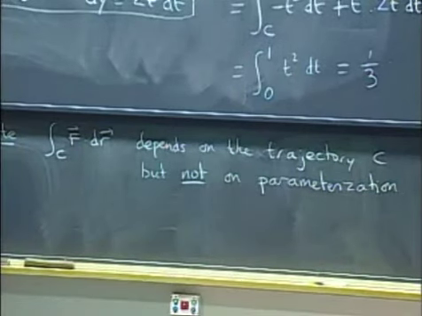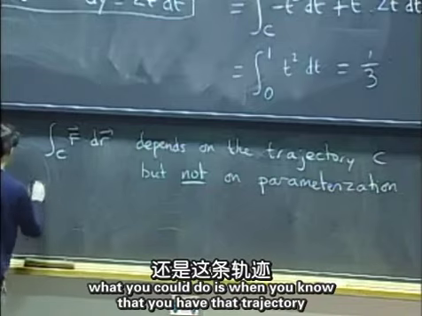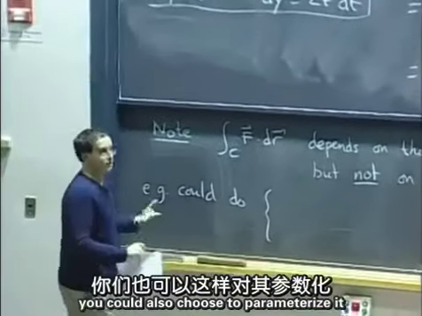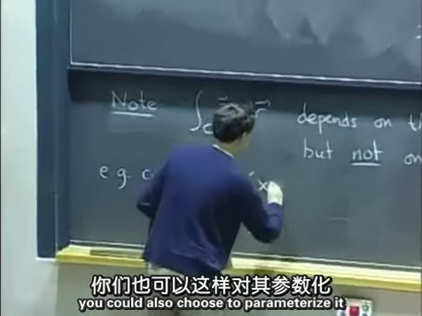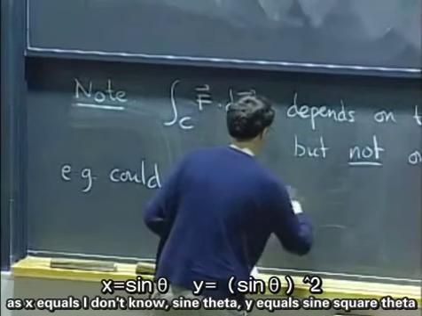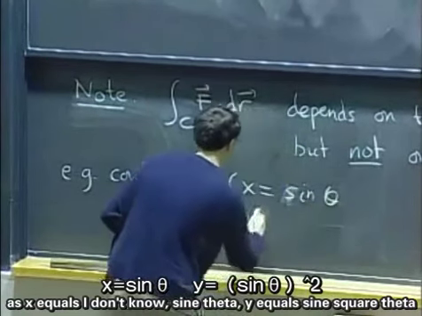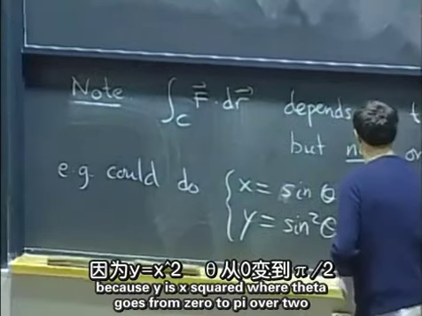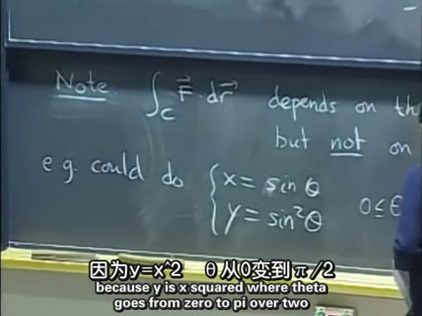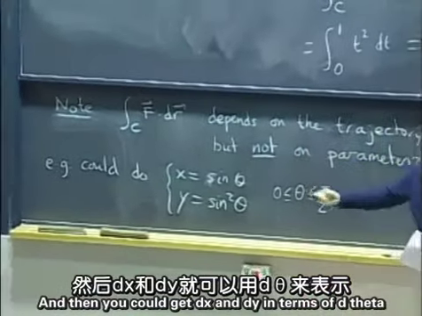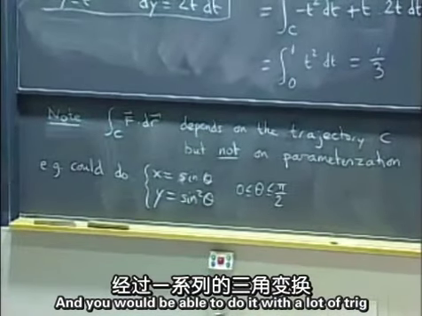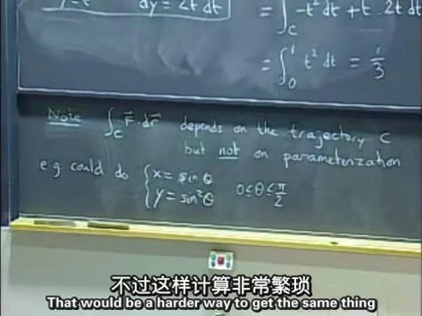So for example, what you could do is, when you know that you have that trajectory, you could also choose to parameterize it as, I don't know, x equals sine theta, and y equals sine squared theta, because y is x squared, where theta goes from 0 to pi over 2. And then you could get dx and dy in terms of d theta, and you'd be able to do it with a lot of trig, and you would get the same answer. So that would be a harder way to get the same thing.